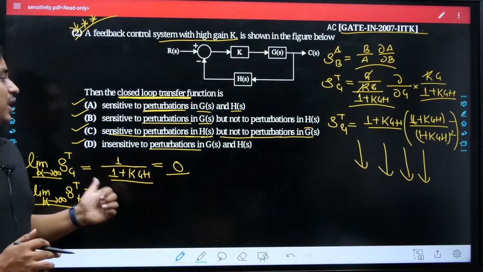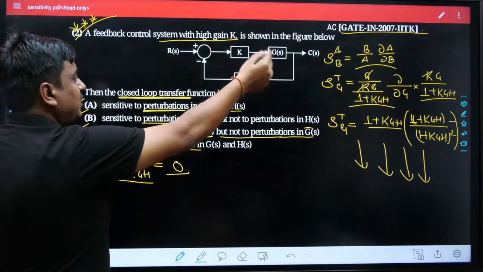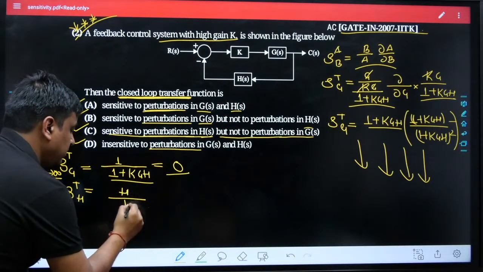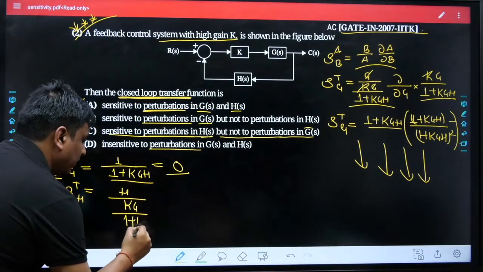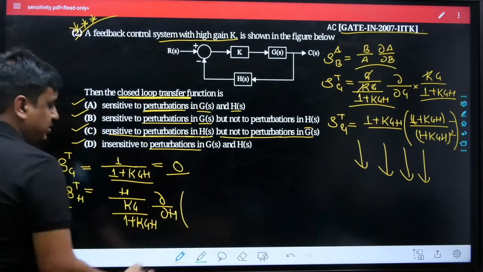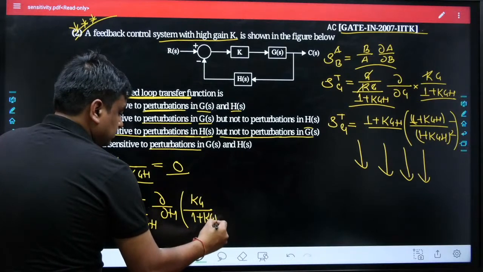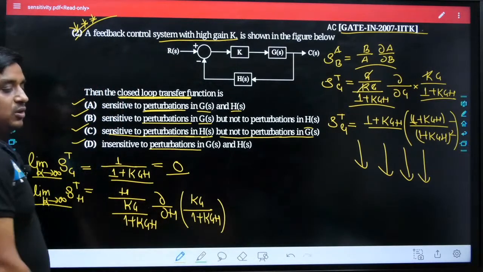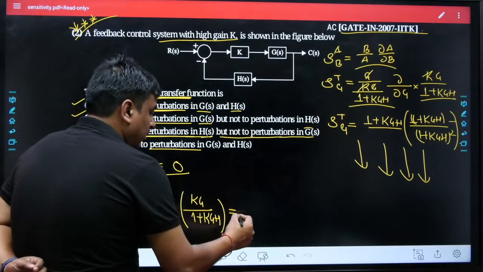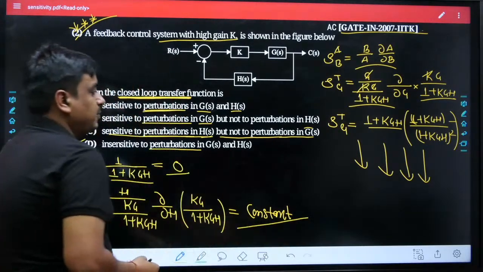Now this problem goes to you guys. Tell me how would you calculate this? The calculation would be the same fundamental. The B would come over here. B is nothing but H. Here would come KG divided by 1 plus KGH, here goes dou divided by dou H, here goes KG divided by 1 plus KGH. And whatever factor comes out, you have to feed K tends to infinity, and you would be getting a good value over here, which is constant. Probably 1 or something would be coming out of this.